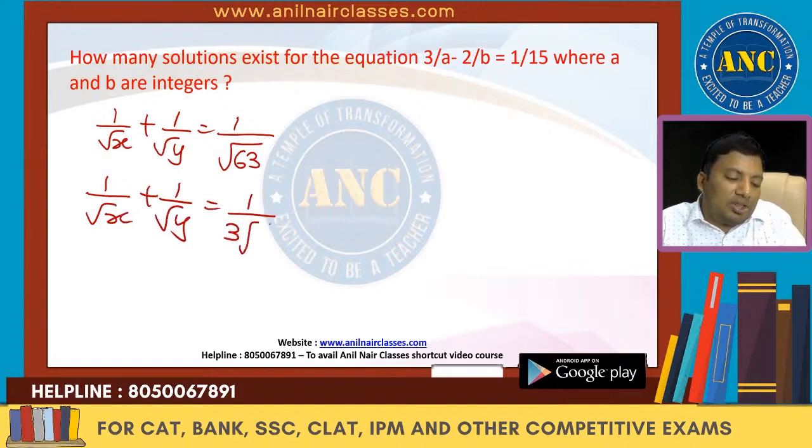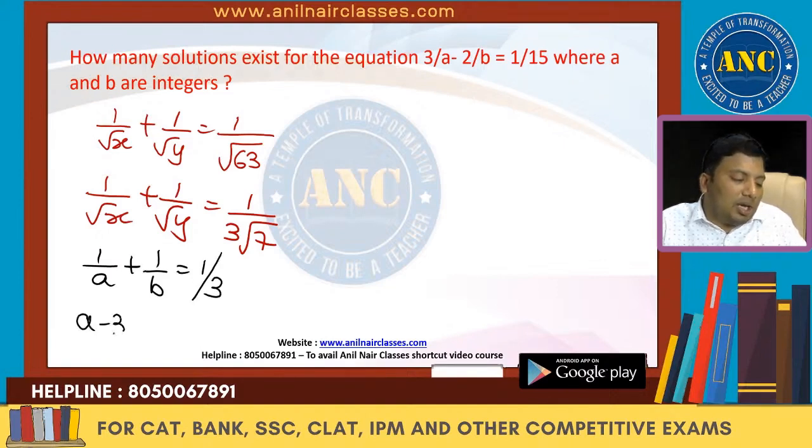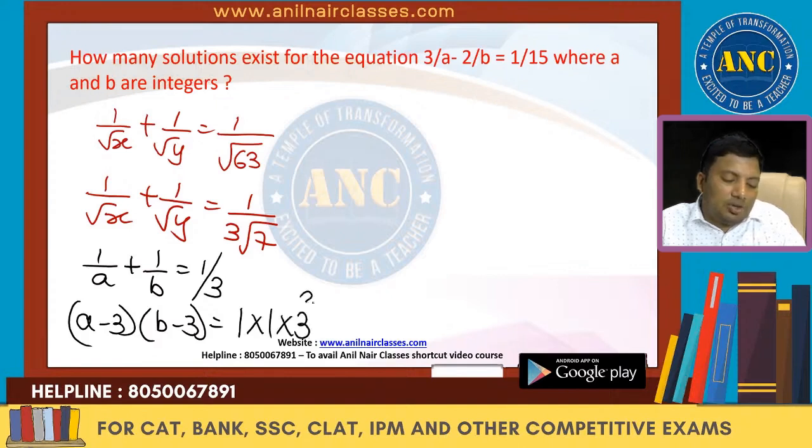It is 1 by 3 root 7. Root 7, if I eliminate it, it is nothing but 1 by A plus 1 by B equivalent to 1 by 3. So it is A minus 3 into B minus 3. These also you don't need to write. 1 into 3 square. So 2 into 3. 2 into 3, 6 minus 1. What is that minus 1 case? Minus 3 and minus 3.